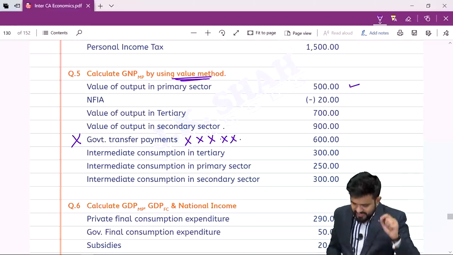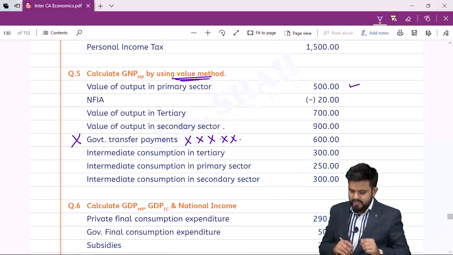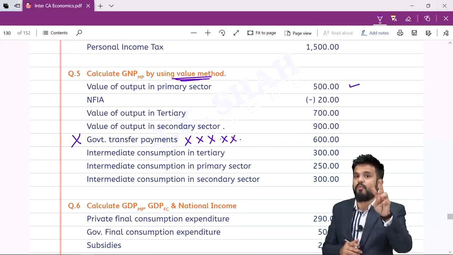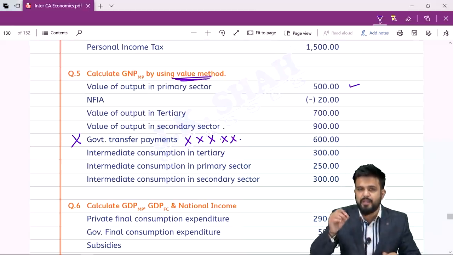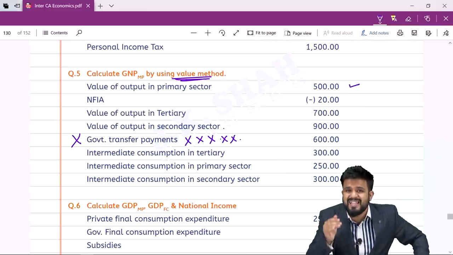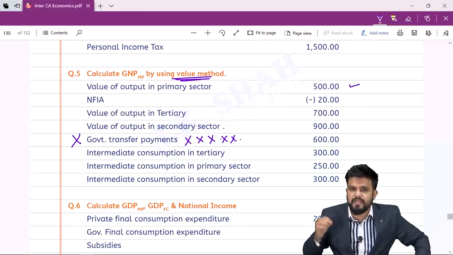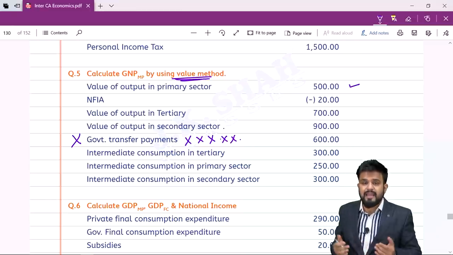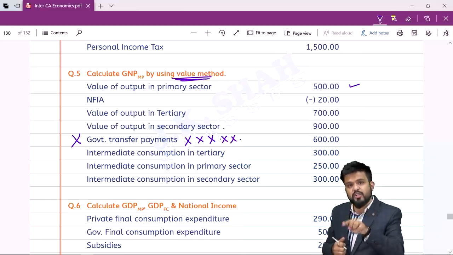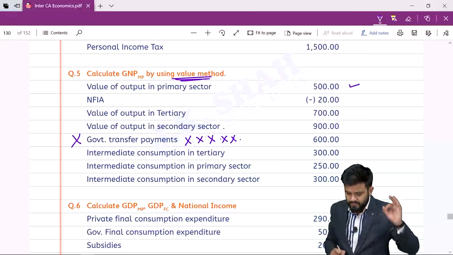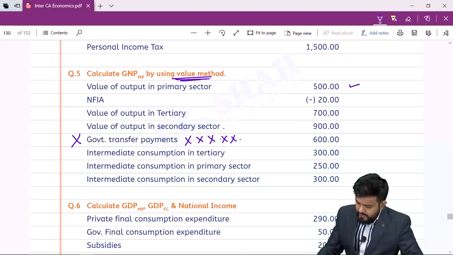Intermediate consumption in tertiary, intermediate consumption in primary, intermediate consumption in secondary. Now first of all, since it is a value added method, we had discussed two formulas. First, GVA market price. GVA is nothing but your GDP. So GVA market price is equal to value of output minus value of intermediate consumption. And the second formula was sales plus change in stock minus intermediate consumption. So your sales is not given, closing stock, opening stock not given. So first formula we will use. Value of output minus value of intermediate consumption.